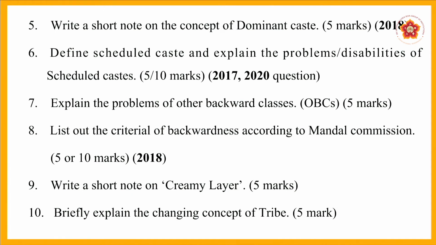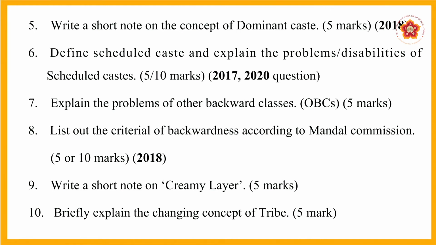So what are the problems related to scheduled caste? You have to categorize the entire problem into 3 points, which were social disability, economic disability, religious disability. So again, take the explanation according to the marks allotted. Then the 7th question is, explain the problems of other backward classes.